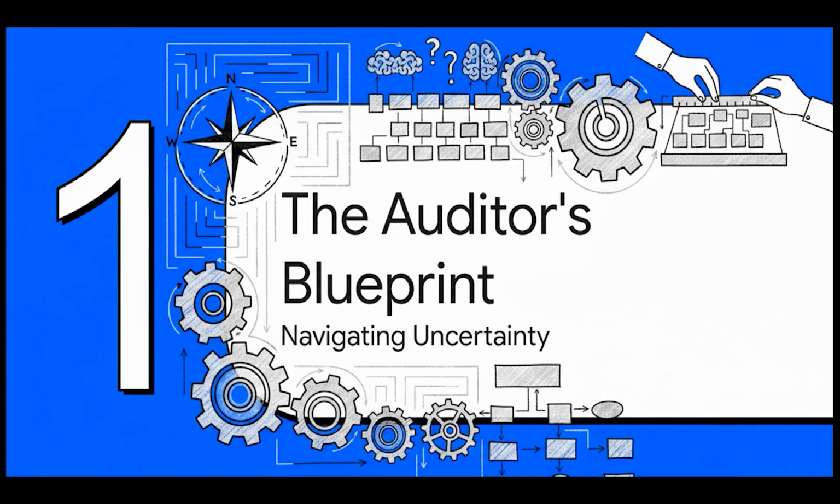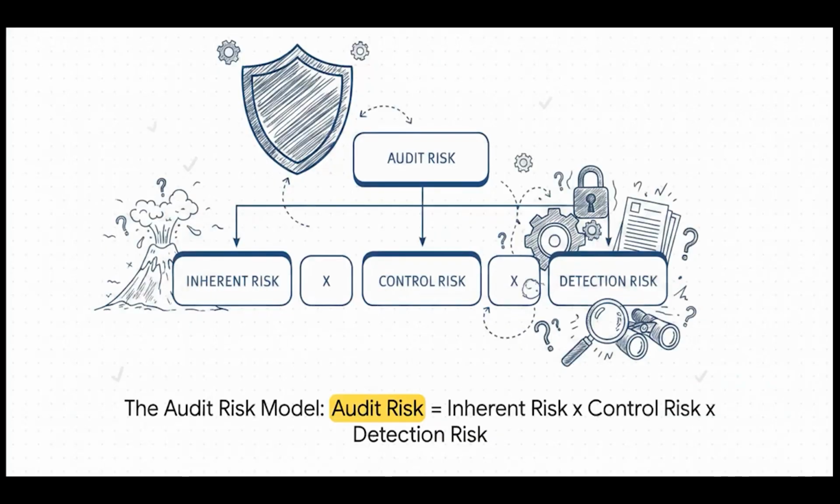Okay, so how do auditors deal with all this uncertainty? Well, they don't just rely on a gut feeling. They use a structured, really powerful model to assess and manage the risk of getting it all wrong. And here it is. This might look like a simple formula, but trust me, it's the foundation of all modern risk-based auditing. It says that the overall audit risk is a product of three main things: inherent risk, control risk, and detection risk. So let's unpack what each of these really means.